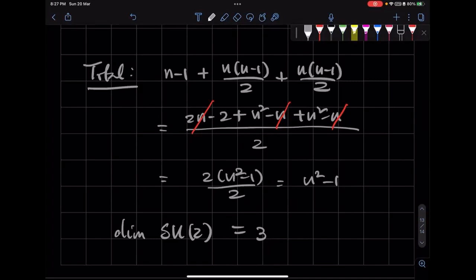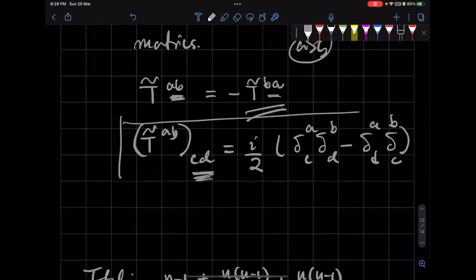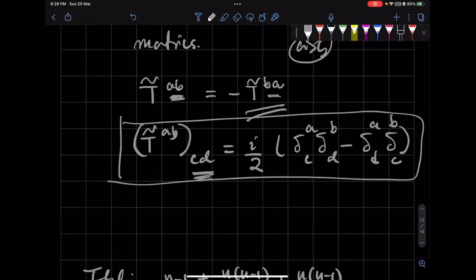Okay. We can do two things. We can impose that A is greater than B, or we can say this. So I think the two things are the same. But what's important is that it's antisymmetric in its indices. Okay, any questions?